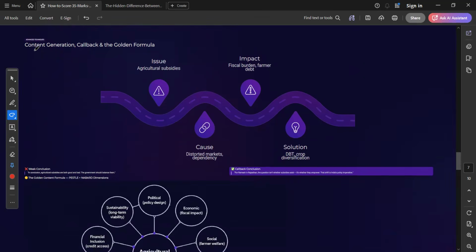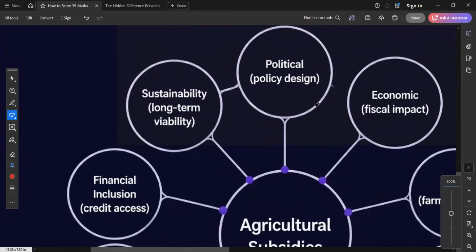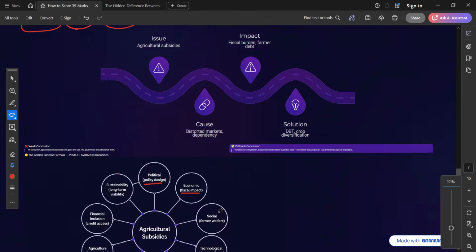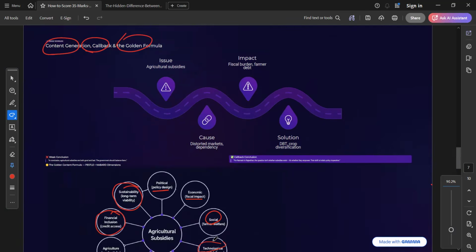Now let us discuss how we need to generate the content, callback, and the golden formula. See, you can use different frameworks, and what can those be? You can write about the policy design level issue. If you are writing about, let us say, agriculture subsidy, what is the policy design level issue, what is its fiscal impact, and what is its social dimension? You can also write about the technological issues or how inequalities are created in agriculture because of these subsidies.